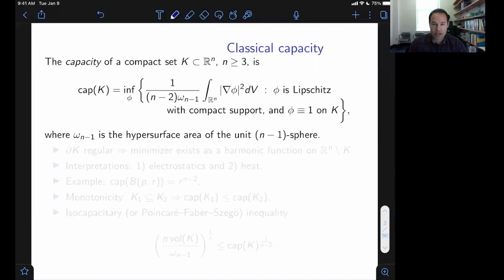the Dirichlet energy of test functions that equal 1 on the set, and they are compactly supported or go to 0 at infinity, with some normalizing factors. So if the boundary of the set you're talking about is regular enough, then you get a minimizer that's a harmonic function outside of the set, which is a useful way of computing the capacity in some cases.